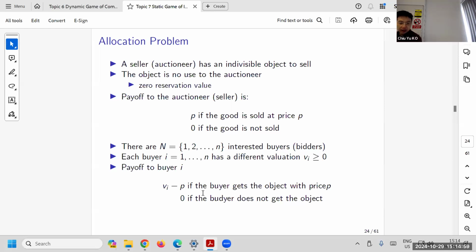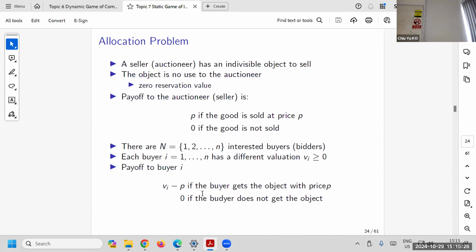So let me finish this slide. I'll talk about the problem quickly, give me 2 minutes. Here is the simplest problem: the auctioneer has an object to sell. In general, we assume that it has a 0 value to the auctioneer, who doesn't need it, normalized to 0. And if sold at the price P, the payoff is P; if not sold, it's 0.